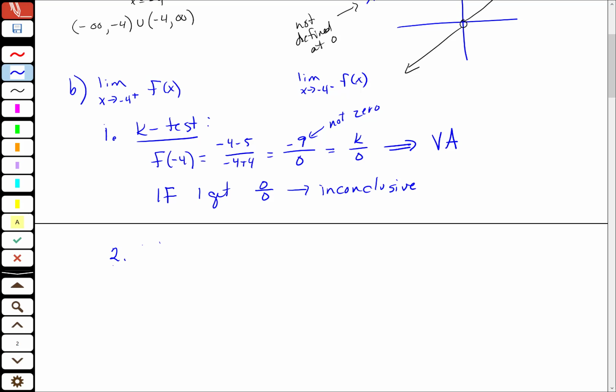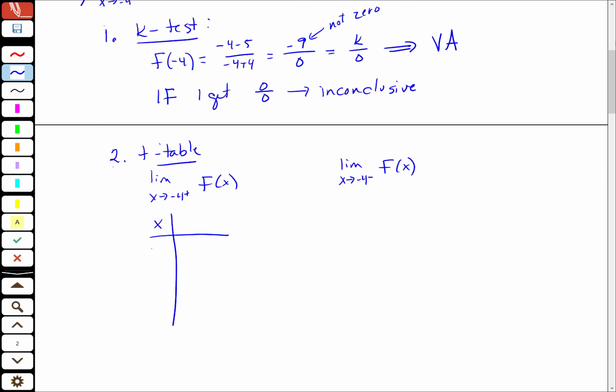So 2, you can do a t-table. This option 2 gives you the most information when you go to graph. So I'll do the limit as x goes to -4 from the right of f of x. And you're going to do 2 tables because you want to go from the right and left. You have to analyze this directional behavior.